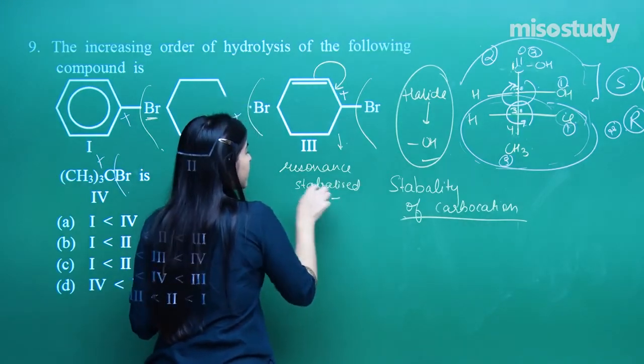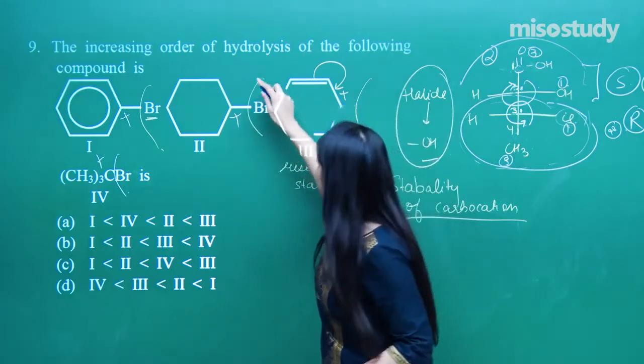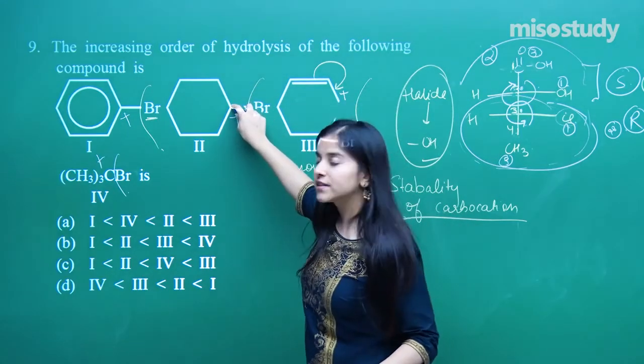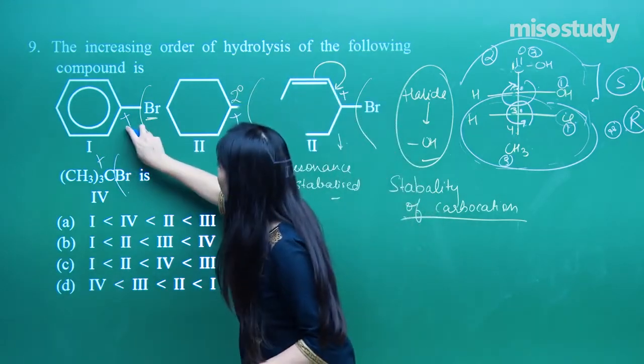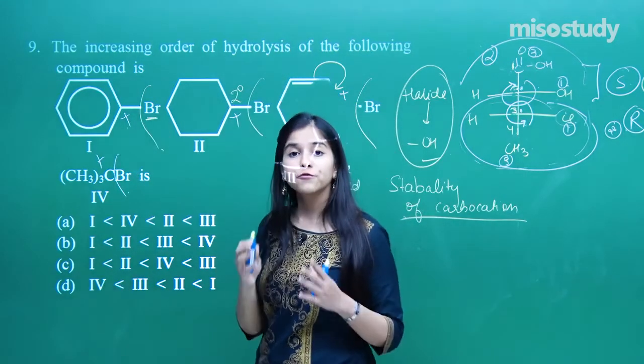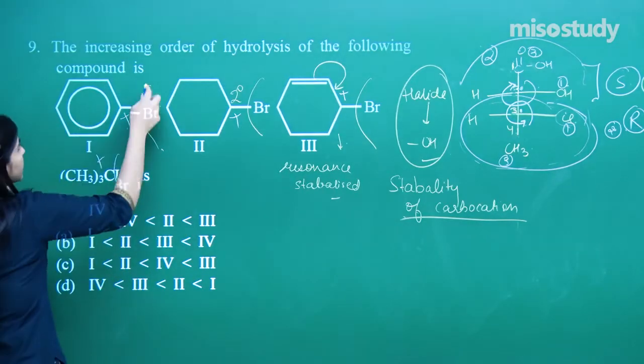We have got a very important point over here. Is there a resonance stabilization? No. So if I look very carefully, this is nothing but a secondary carbocation. And over here, this is what? This is phenyl carbocation.